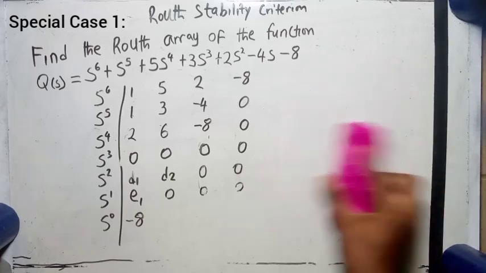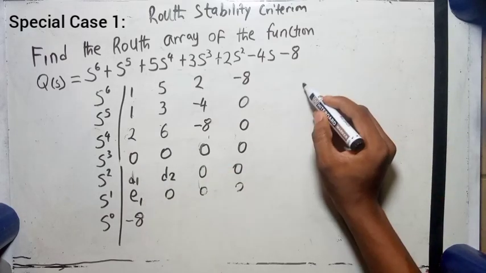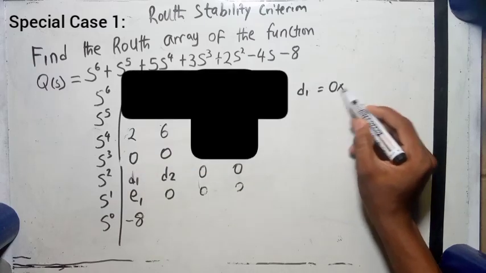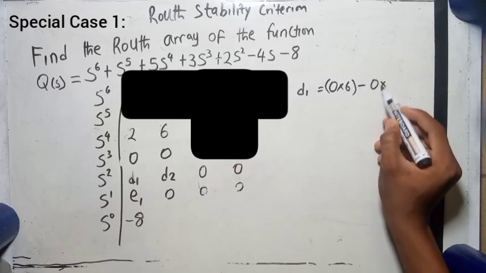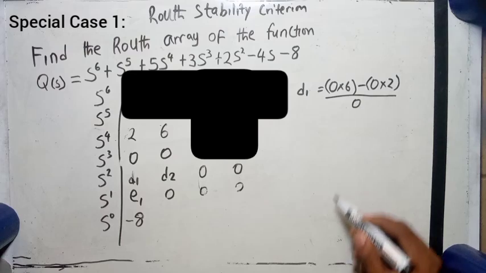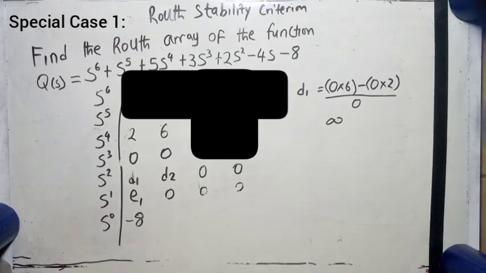D1 and D2? Is it possible? Let us try for D1. If we were to try for D1, we have 0 times 6 in brackets minus 0 times 2 in brackets, all of this divided by 0. Definitely, this will be introducing infinity. So this is our major focus here.